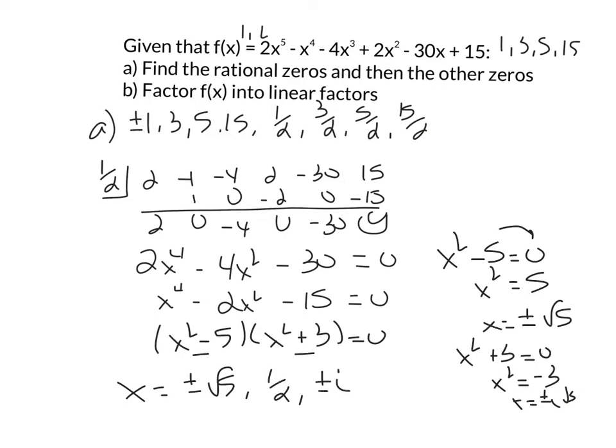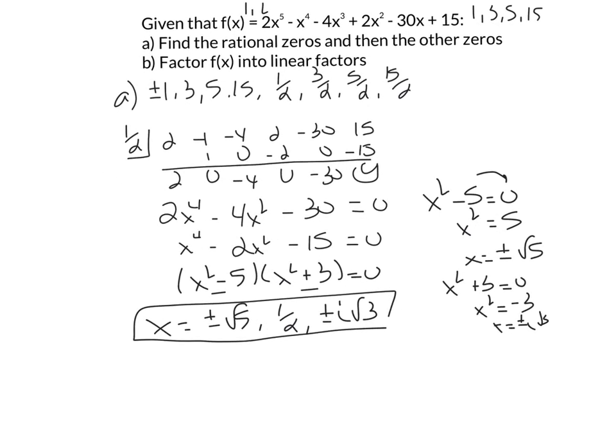Plus or minus i√3. So there's all my zeros. That's part A. That was actually better than last time. Part B. Let's go to part B right here.